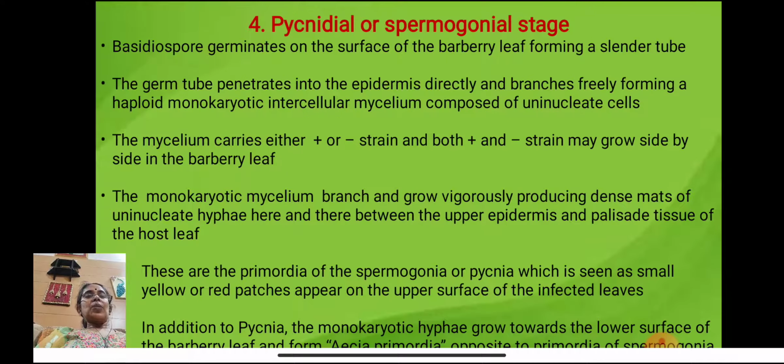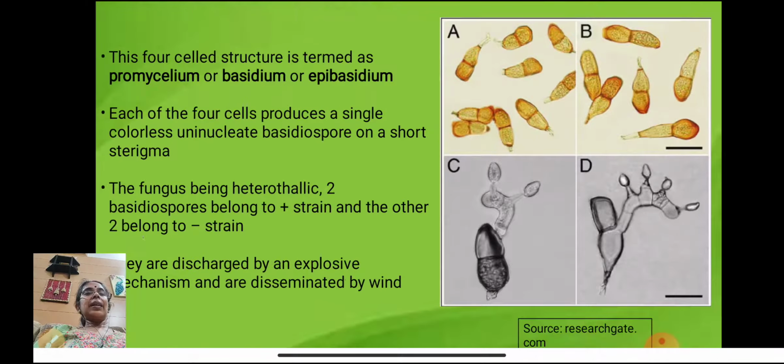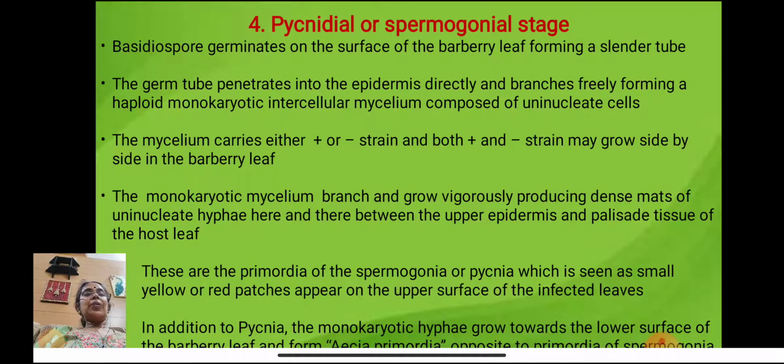These basidiospores germinate only on the barberry plant. If one falls on the wheat plant, it will not germinate. Further germination of the basidiospore is seen only on the barberry plant. On the barberry plant, during germination, it produces a small slender tube. This tube penetrates the epidermis directly and branches freely, forming a haploid monokaryotic intercellular mycelium composed of uninucleate cells.